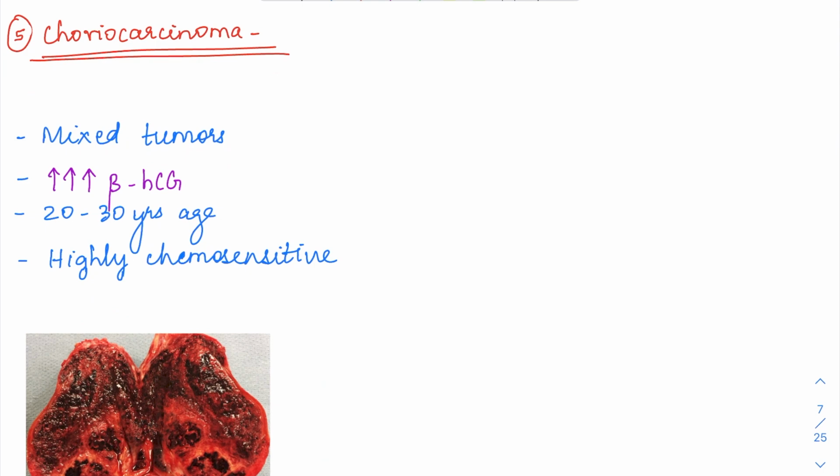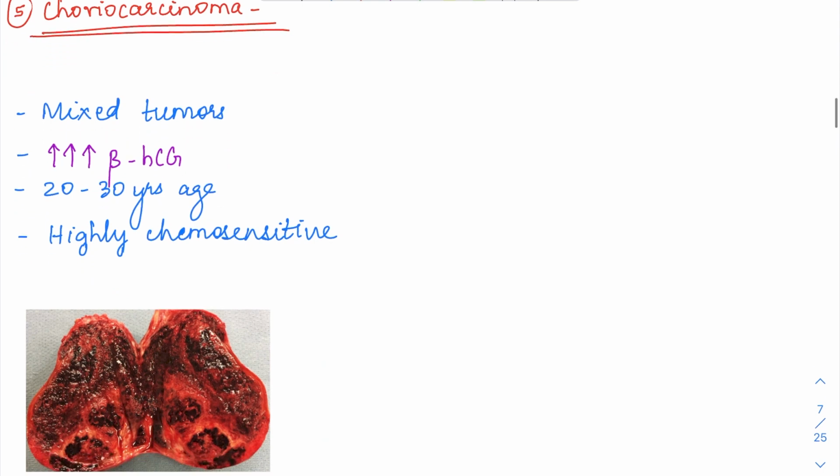Then we'll see about choriocarcinoma. Choriocarcinoma is going to be quite rare and it usually comes as a part of a mixed germ cell tumor.